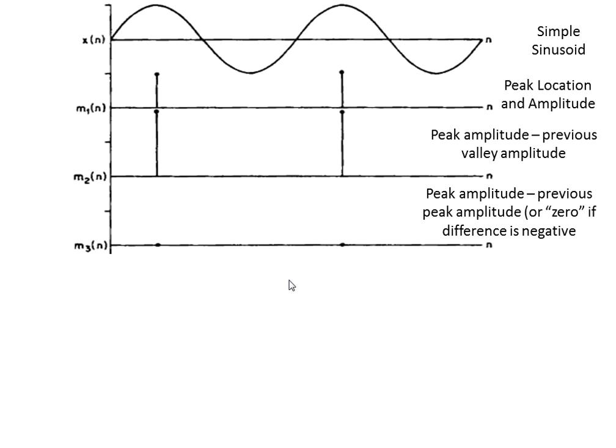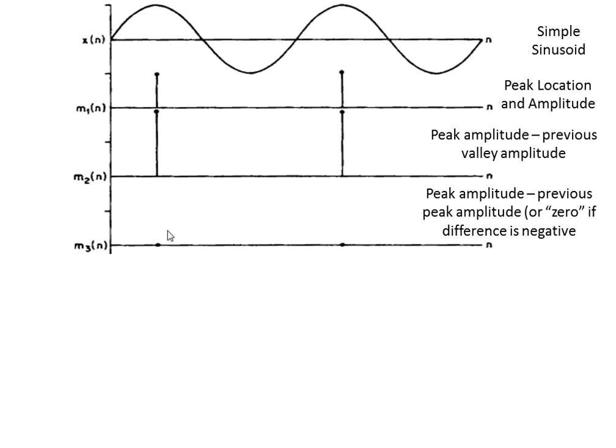So these are the three values that you've gotten from peaks, right? Let me just go over it once again. What we have are peak locations and amplitudes in the first case. In the second case, we have peak amplitudes and the previous valley amplitudes added, right? That's the second. The third is you have the current peak amplitude minus the previous peak amplitude. If that difference is negative, you make it zero. Clear? That's clear to everybody? Okay. So now, who can tell me what the other three are?